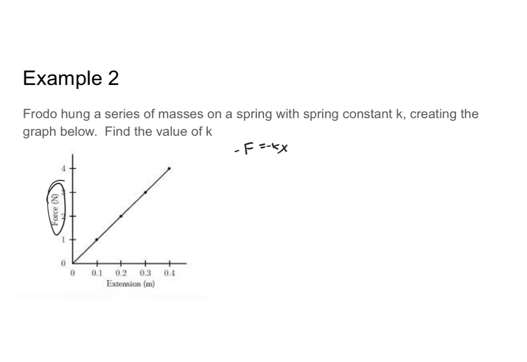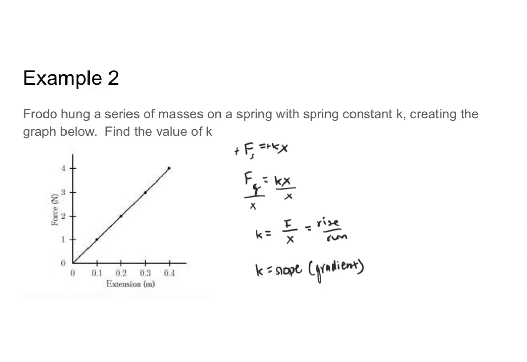And that's because this force measured on the y-axis is the force of gravity, not the spring force. So that means that our negatives are going to cancel, and you get the force of gravity is equal to Kx. If I divide both sides by x, I get that K is equal to the force over x, or rise over run for my graph. So what that means is that K is equal to the slope, or gradient in IB speak, of my graph. So finding K is as simple as finding the slope of this graph.